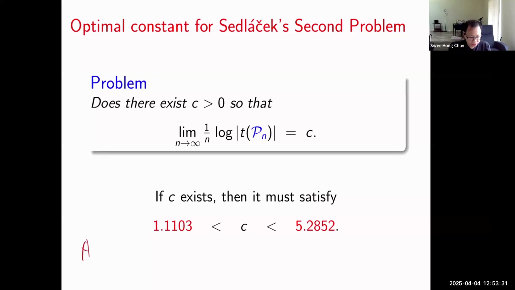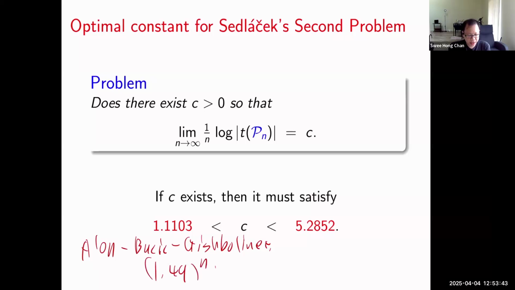In fact, as I mentioned before, Alon, Buchik and Gisvoliner already uploaded a new, improved proof of our method, showing that the lower bound can actually be 1.4 to the power of n. And I believe that even in their paper, they say their method is not optimal. Definitely, this bound can improve. Exactly by how much, I don't know, but definitely there is room for improvement.